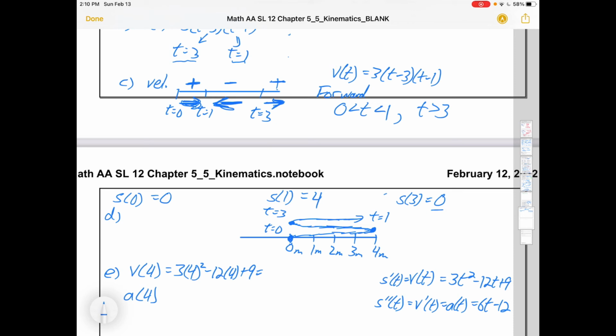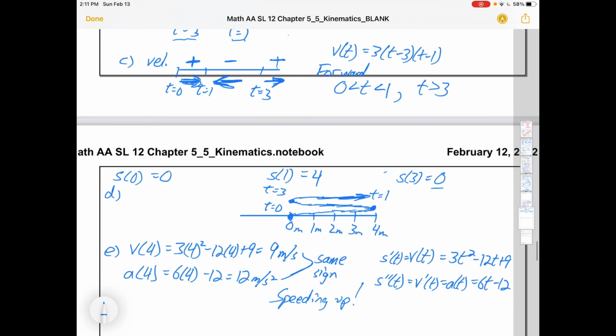You're going to get 9 meters per second. If you put 4 into the acceleration function, you're going to get 12 meters per second per second. Same sign. If velocity and acceleration have the same sign, we are speeding up. And that makes sense. In this portion of the particle's life, it's going faster and faster off to the right.